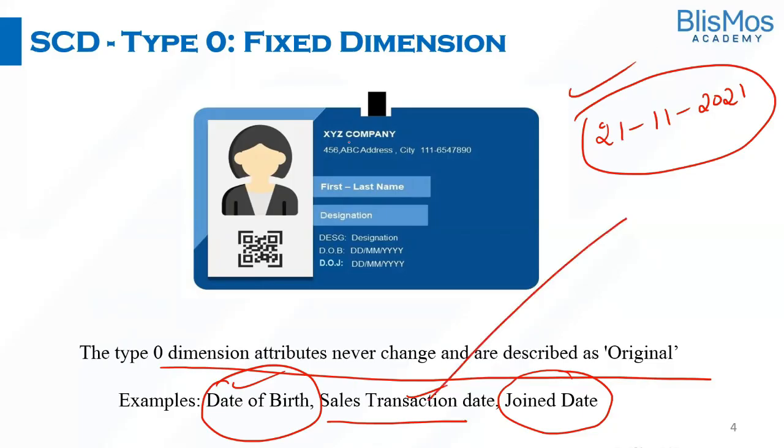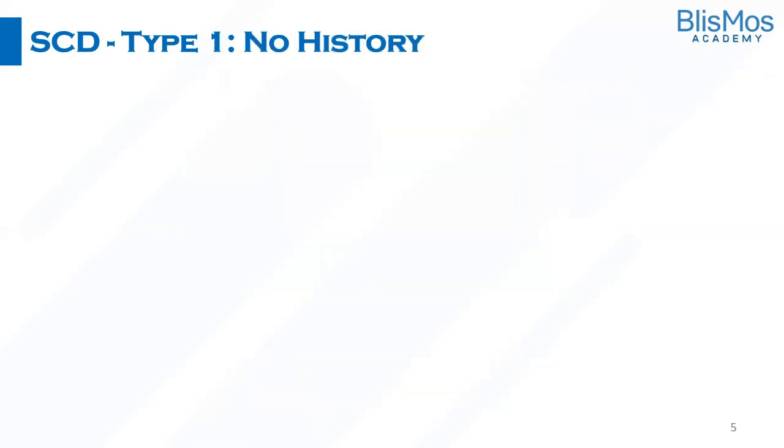Let us say you have joined the company on a particular date. Will that change? No. All these dimensions are never going to change. That is the reason it is called a fixed dimension. Wonderful. That was fixed dimension. The next SCD is type 1.